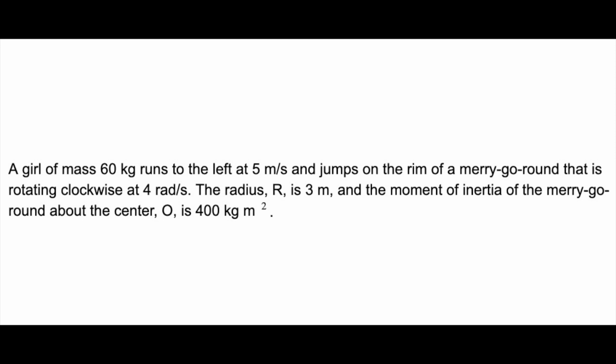Okay, so a girl with a mass of 60 kilograms runs to the left of a merry-go-round at 5 meters per second and jumps on the rim of the merry-go-round, which is rotating at 4 radians per second. The radius of the merry-go-round, R, is 3 meters, and the merry-go-round's moment of inertia, or rotational inertia, about the pivot point, the merry-go-round's center, O, is 400 kilogram meters squared.